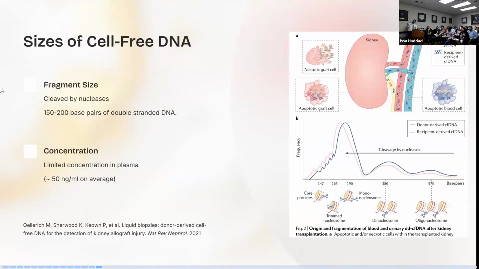As we said, in this study, they looked at the sizes, and you can see that whenever the cell gets apoptotic or necrotic, there are nucleases that will divide the DNA, and this gets shed into the bloodstream. When they measured, there is a wide variety of sizes, but you can see that most of the sizes in the bloodstream are around 150 to 200 base pairs. And they found that it's a limited concentration. It's only 50 nanograms per ml on average.